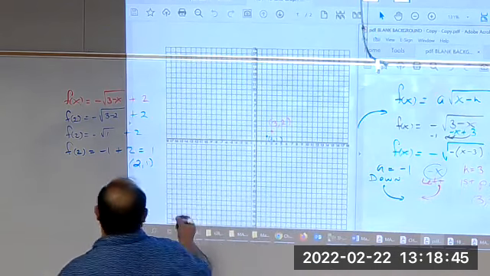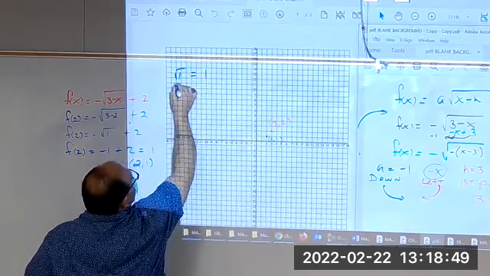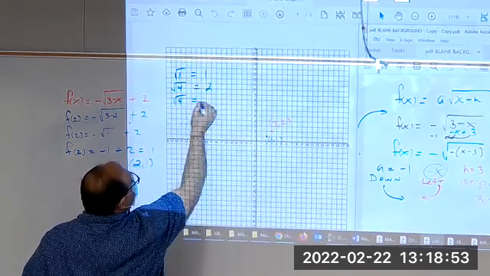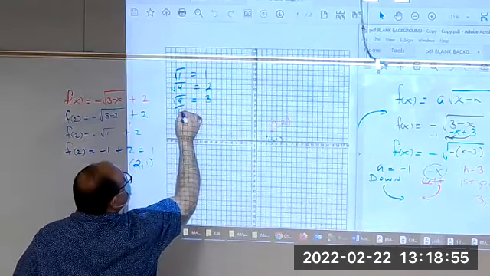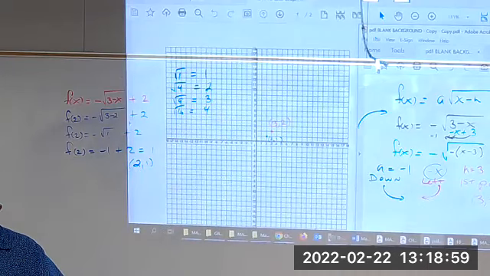You want to plot when you get square root of 1, that's a 1. Square root of 4, that's a nice 2. You want to get the square root of 9, because that's a nice 3. Square root of 16, that's a nice 4. You want to get some perfect squares inside, so when you take the square root, you get nice numbers.